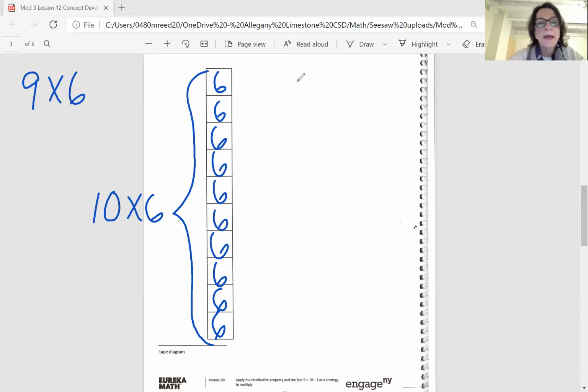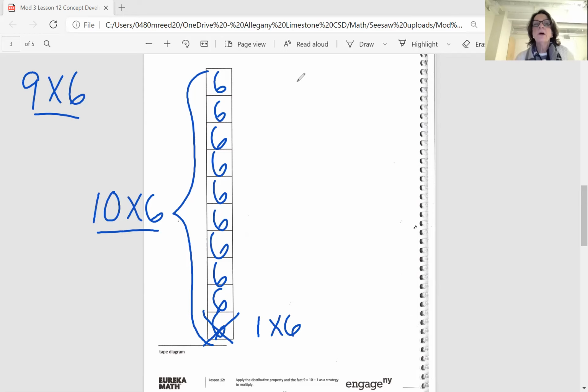Well, let's compare this to what we want. We don't want 10 6s. We want 9 6s. So what are we going to do? We're going to come down here and we're going to cross one off. What math fact would we write for the 1 6 that we cross off? Well, 1 6 we write as 1 times 6.